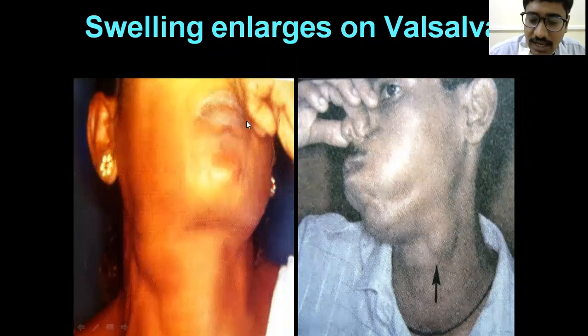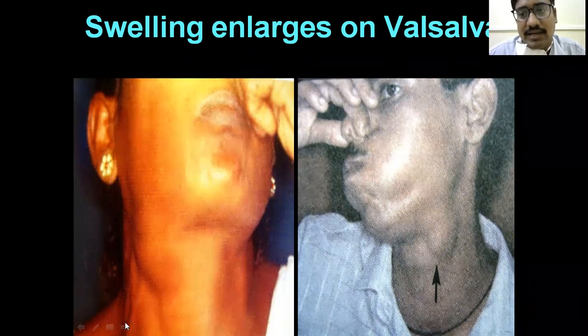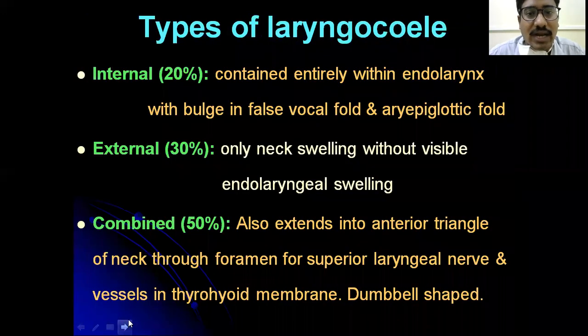Okay, so this is the Valsalva maneuver. The Valsalva maneuver is useful for seeing the external laryngocele, and it is also useful for seeing the combined laryngocele. I'll tell you what is external laryngocele and what is combined laryngocele. Internal laryngocele will stay in the larynx only. It is between the false vocal cords and the aryepiglottic fold. That means this sac extends from the false vocal cord above up to the aryepiglottic fold. It is called an internal laryngocele.